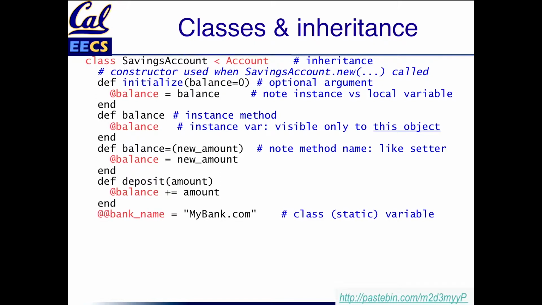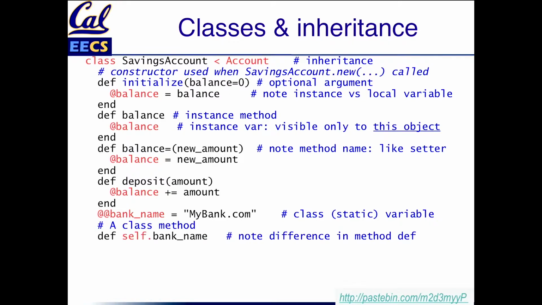We can also have class variables. Something like the name of the bank might be a variable that is independent of any particular instance, and we get those with the double @ sign. Again, class variables are accessible from within the class. If we wanted to have access to that variable from outside the class, we would have to define a specific getter for it. And here would be an example of that getter.